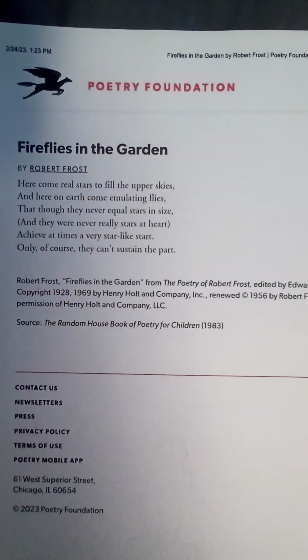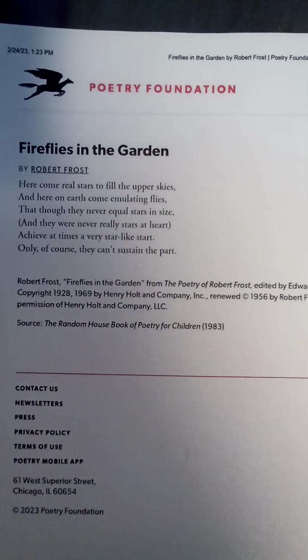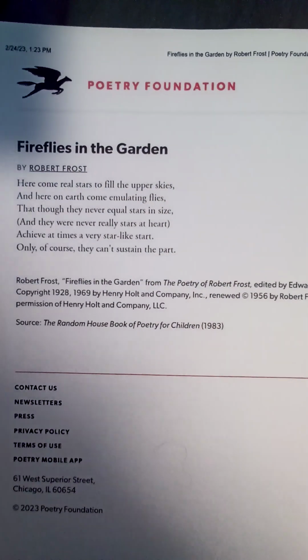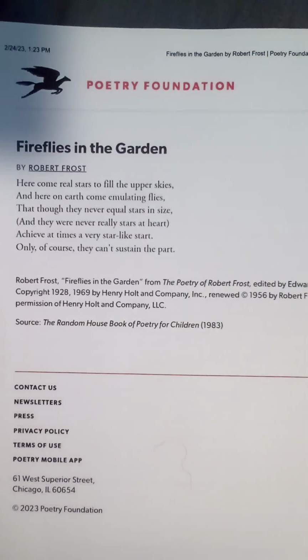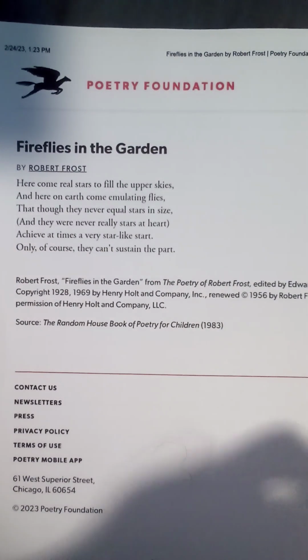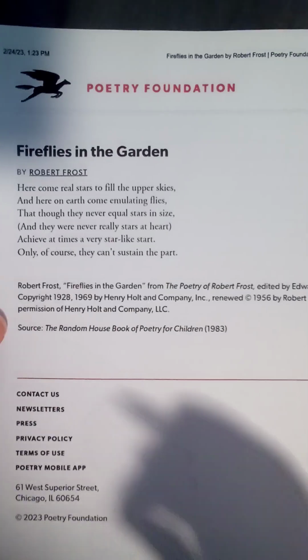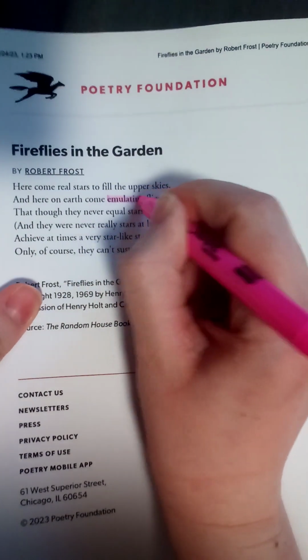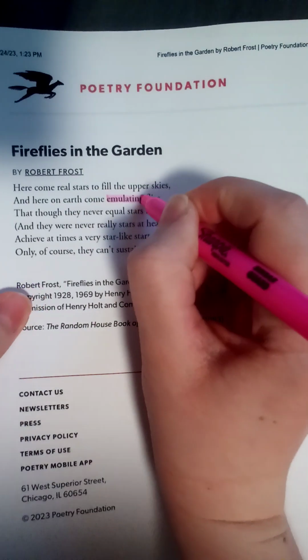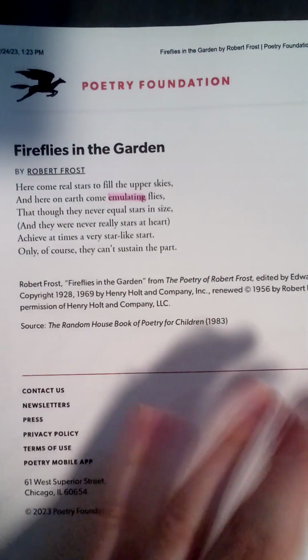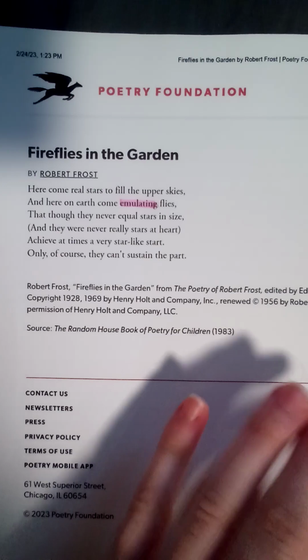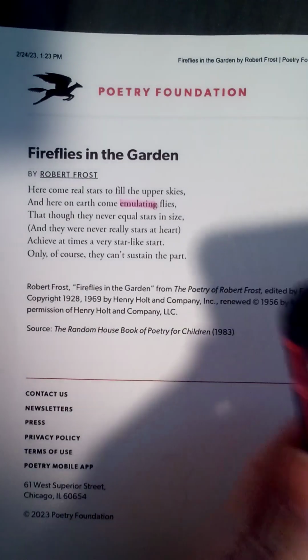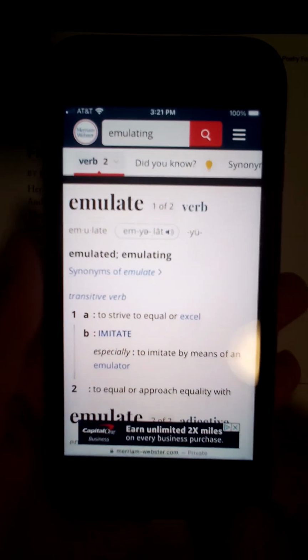So now I've read it, and I've gotten a little bit of an idea for the vibe and perhaps the message of the poem. And let's say that I didn't understand the word emulating, so I'm going to highlight that in pink, because I use pink highlighter to denote things that I'm going to define. So then let's pull up the definition on Merriam-Webster.